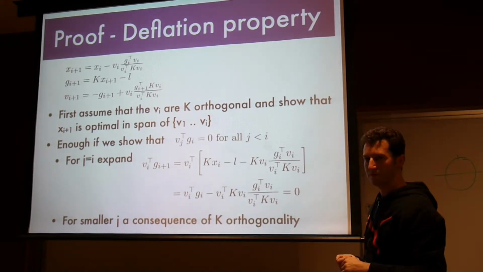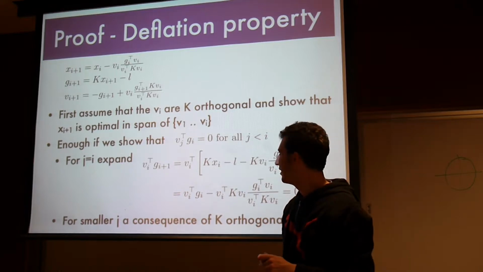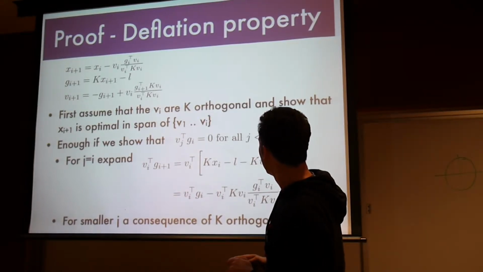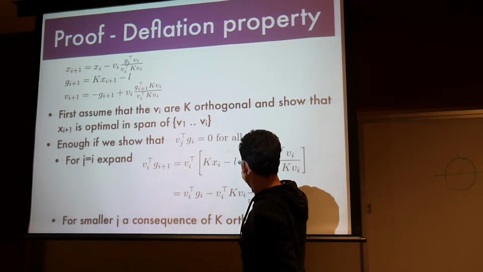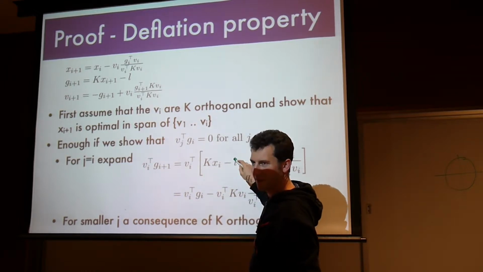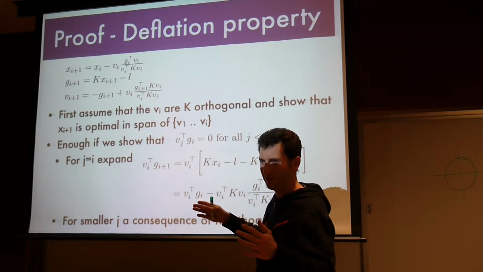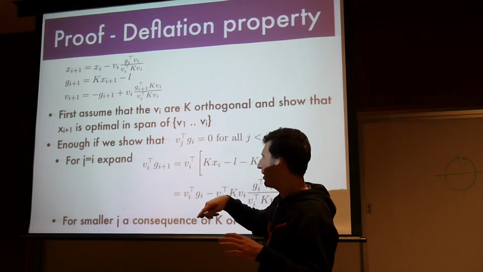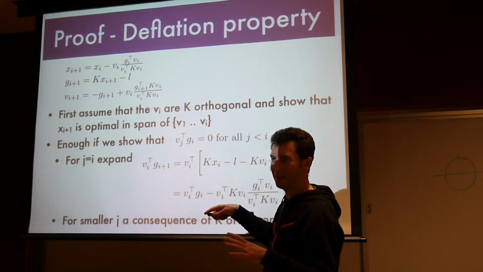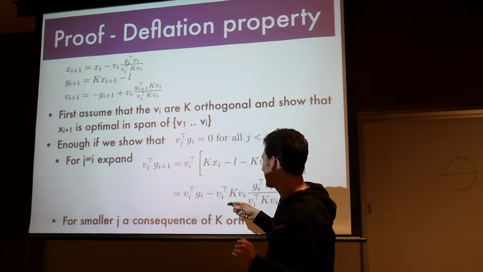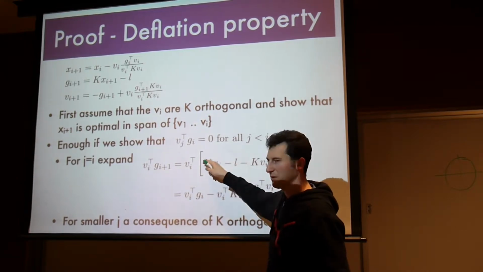And where did the L go? Why is the L orthogonal? Well, that's just my gradient. So the gradient of my objective function is, yeah, 1/2 x transpose kx minus L transpose x plus some constant c. And so this is my old gradient.